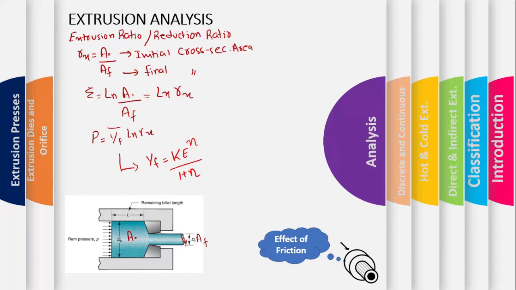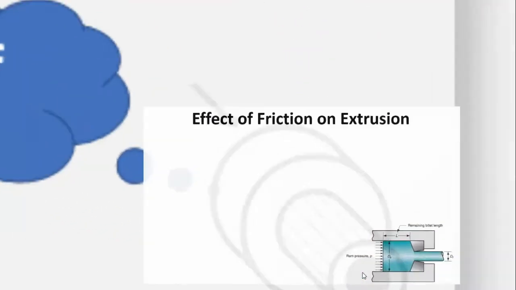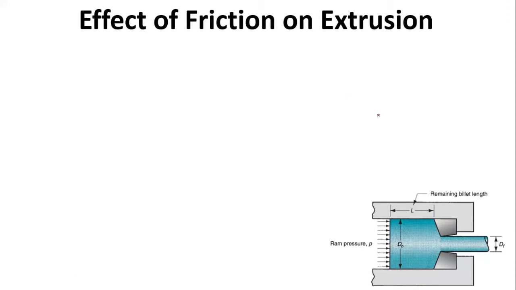Right. So to take into account the frictional effects, as we know, we have a billet here with the pressure being exerted, with the initial diameter d naught and the final diameter df, and the contact length between the billet and the container is L. So there is a friction acting at this meeting surface. To take this into account, we have another strain that is known as the extrusion strain.